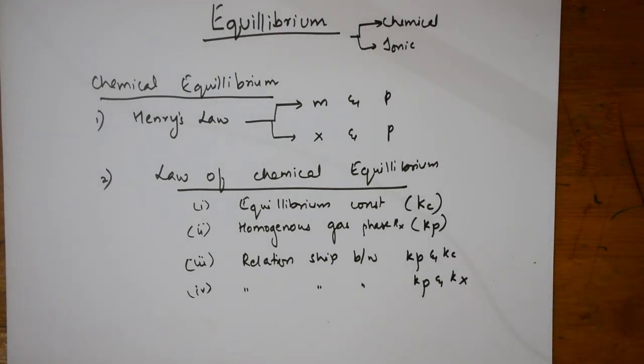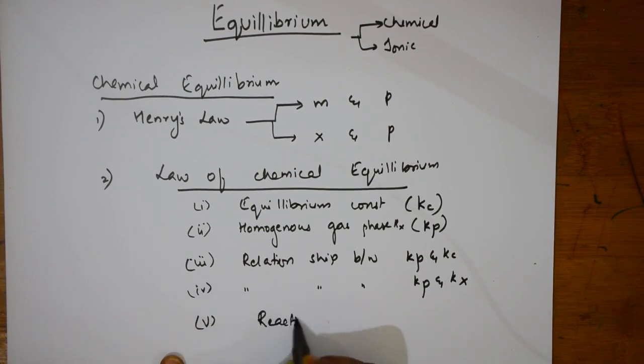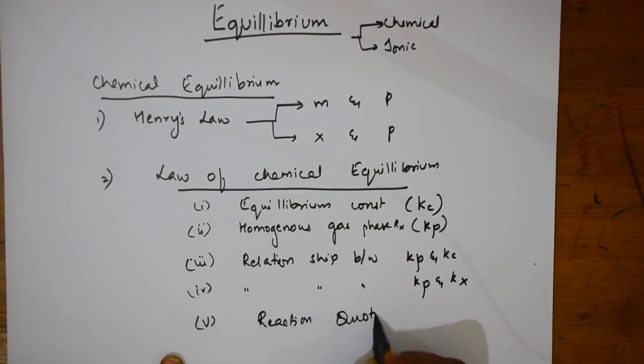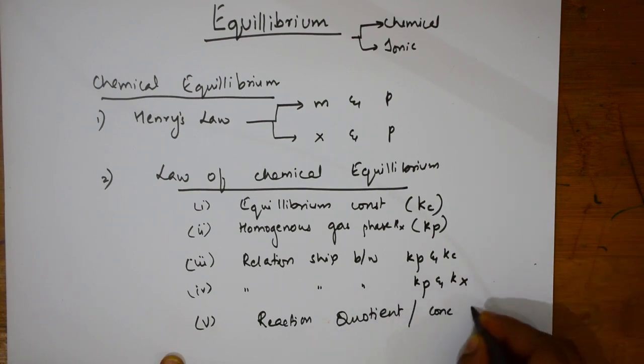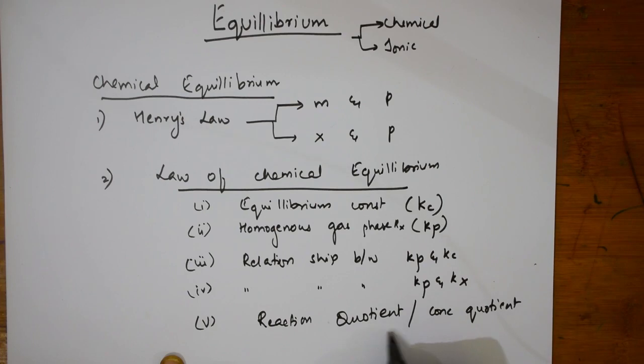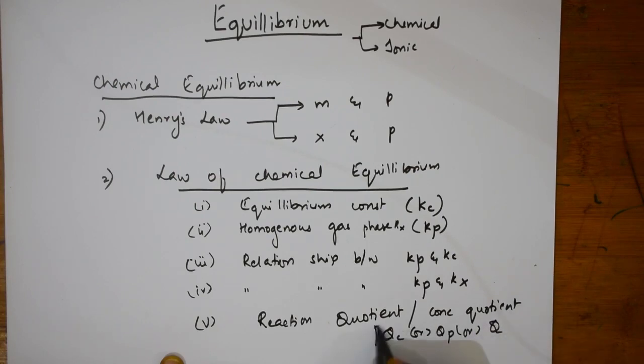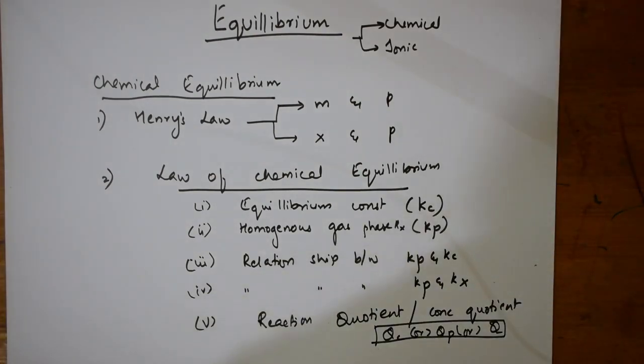Yes, the next type which you are supposed to study is called reaction quotient. Reaction quotient, or it is also called concentration quotient. If I have to name it, it is represented by Qc or Qp or simply Q. Anything will do. Reaction quotient, concentration quotient, Qc, Qp or Q. These are the different options.